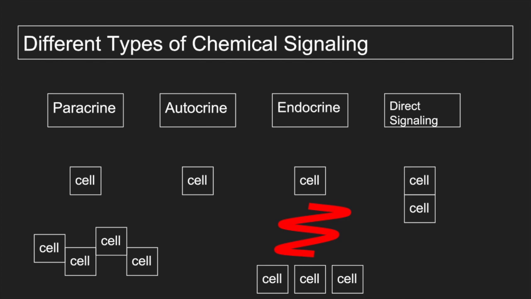There are 4 different types of chemical signaling that we will go over, and that is paracrine, autocrine, endocrine, and direct signaling. In paracrine signaling, we will just have a single cell releasing signals that will be sent to cells in the general vicinity of the original cell. Then we have autocrine signaling, which involves only one cell. Endocrine signaling involves a cell sending out signals through the bloodstream to cells all over the body. And then we have direct signaling, which involves cells that are right next to one another.